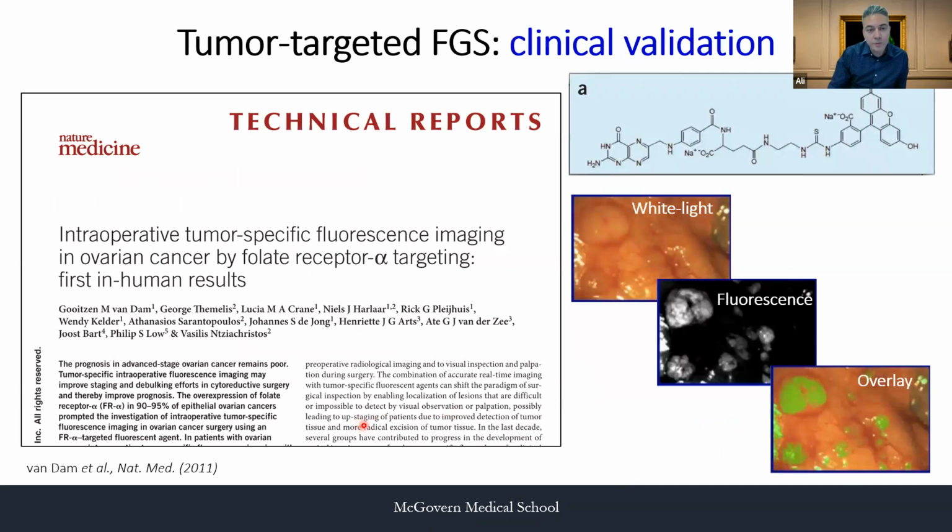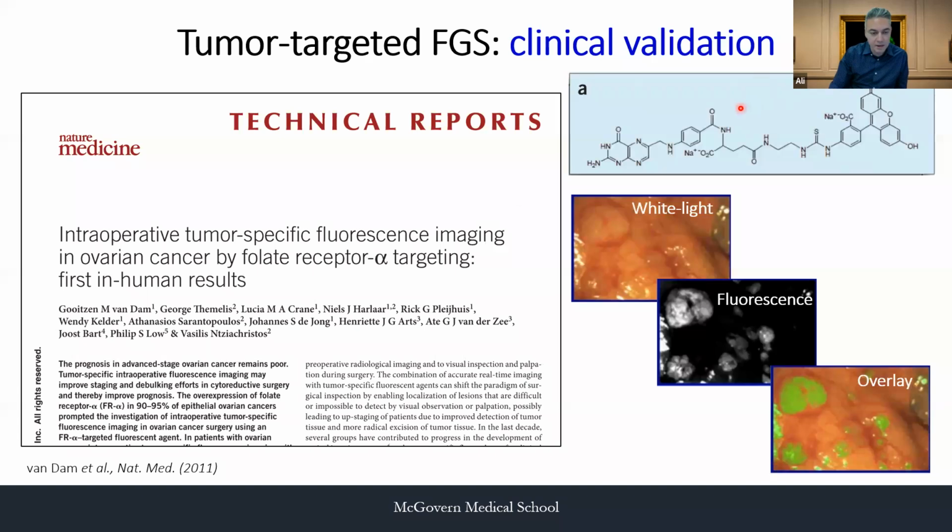For those of you that are familiar with the FGS field, you'll recognize this paper quite well. I'm sure we've all referenced it in our grants and our papers. This was really a landmark moment back in 2011. It was led by Go Van Dam and colleagues, where they showed the first clinical validation of a tumor-targeted fluorescent agent in patients. Up to that point, non-targeted dyes had been used, typically for transient lighting up of lesions, mediated primarily by EPR or blood flow effects. But there was no active targeting component.